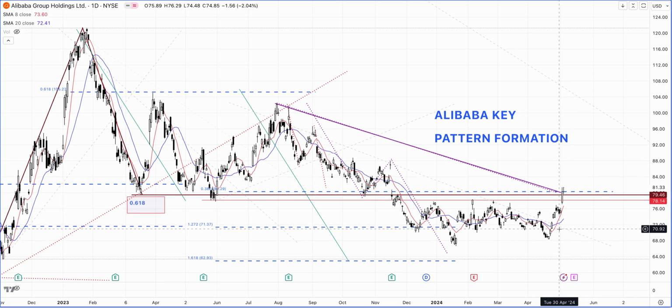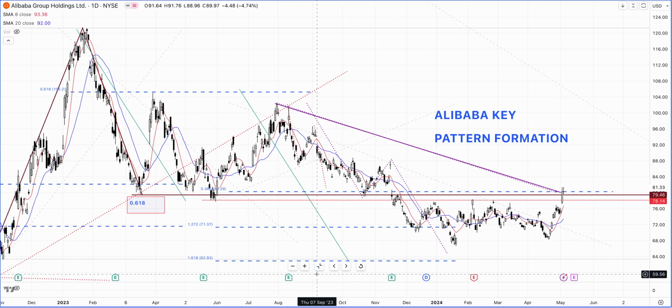And then from the momentum perspective, it's also improving. So we can see that the blue line is the 20 period moving average. The price has been above that, and also above the 8 period moving average, which is the red line. And in my opinion, it has completed this pattern formation.